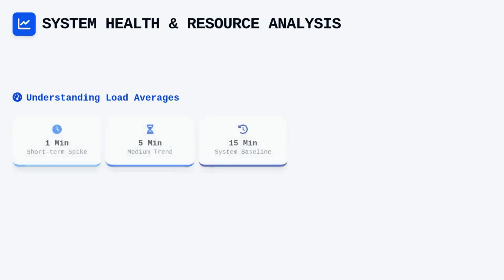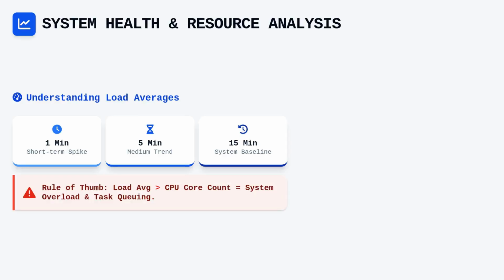Finally, we must consider the broader health of the system by analyzing load averages and total resource utilization. The three numbers displayed by top represent the average system load over the last 1, 5, and 15 minutes, respectively. As a rule of thumb, a load average that consistently exceeds the number of available CPU cores suggests that your system is struggling to keep up with the queue of pending tasks.